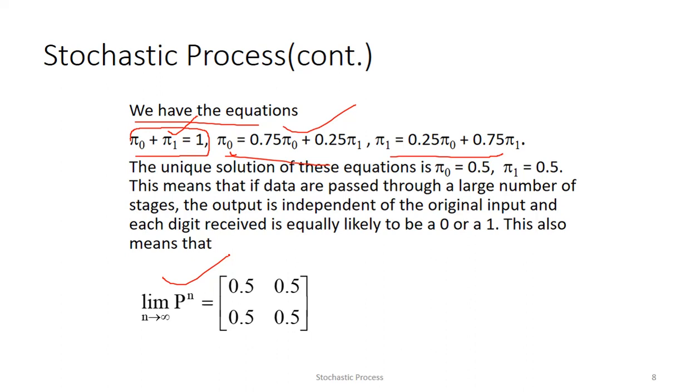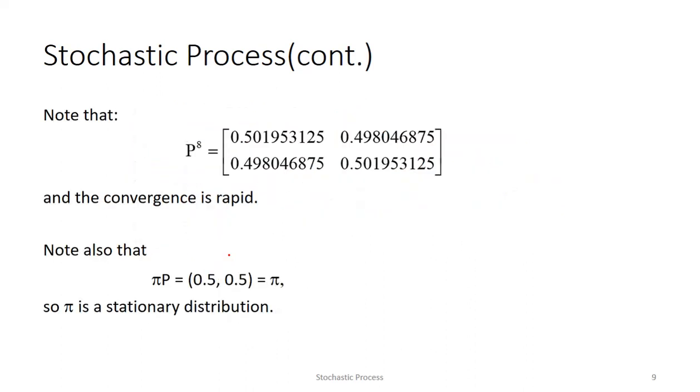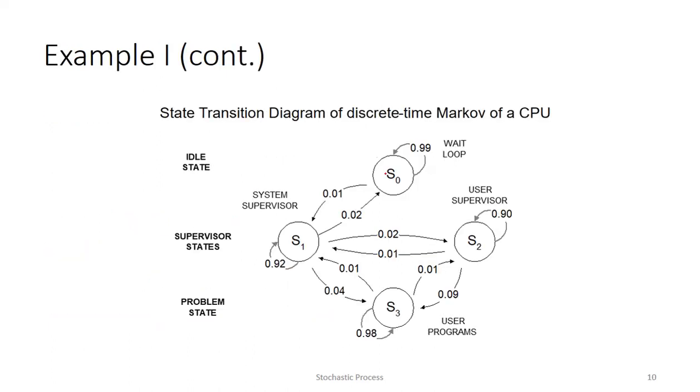You can see one more example also, then you can easily understand. This is for convergence rapidity. So pi is stationary; these things we don't need. Now when you understand this example clearly, you can understand. See, this is the state transition diagram of a discrete time Markov chain of a CPU. This is my tree diagram.